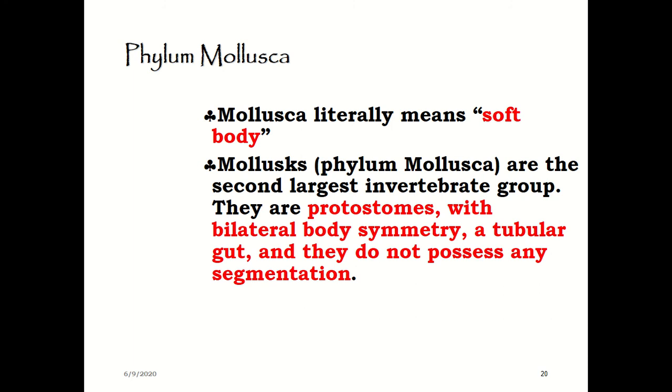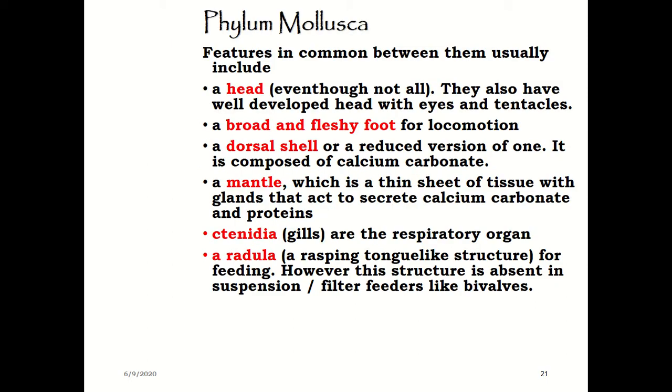So mollusks are the second largest invertebrate group. The largest invertebrate group is phylum Arthropoda. Okay, remember. So phylum Mollusca are protostomes with bilateral body symmetry. They have a tubular gut in their digestive system and they do not possess any segmentation.